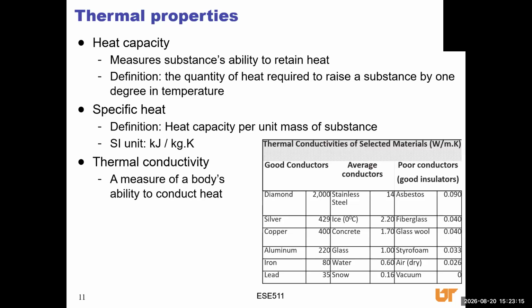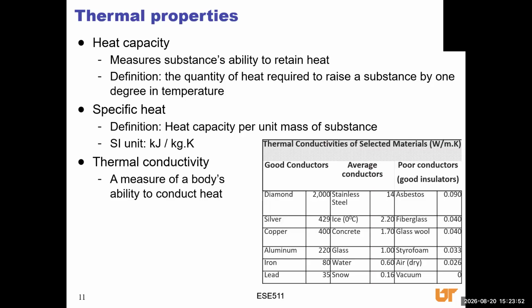We talked about thermal properties of materials. Heat capacity measures a substance's ability to retain heat. So if you had something with a high heat capacity, if you made a very small change in its temperature, you would be storing a lot of heat energy in it. If it had low heat capacity, you're going to have a small amount of heat energy stored in it with a small change in the temperature. We talked about the specific heat, and that's just the heat capacity normalized to the mass of the substance. So the SI units for specific heat would be kilojoules per kilogram per K.